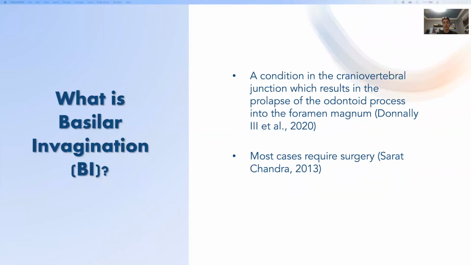Let's begin with what BI is. It is a congenital or developmental condition in the craniovertebral junction, which results in the prolapse of the odontoid process into the foramen magnum. BI cases are mostly irreducible, meaning they will require surgery. This sounds quite serious. Let's see what causes it.